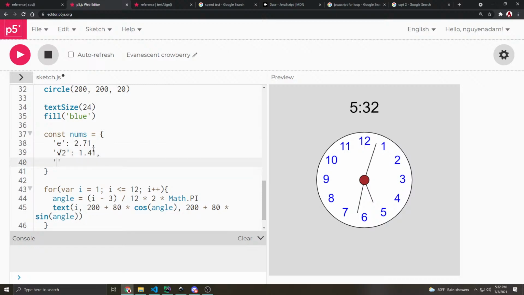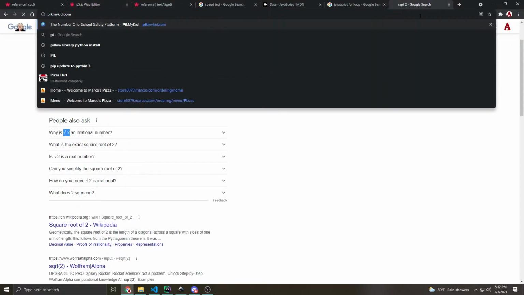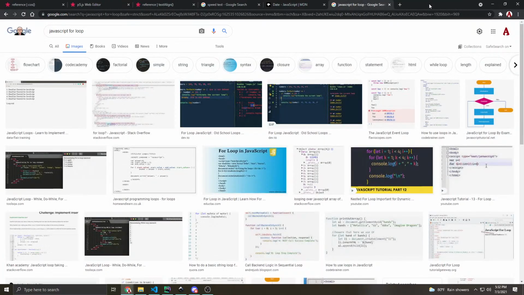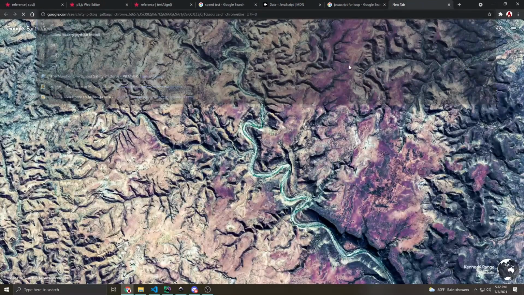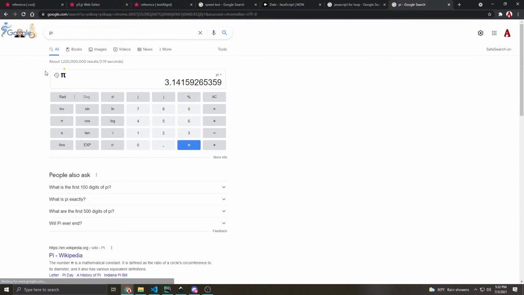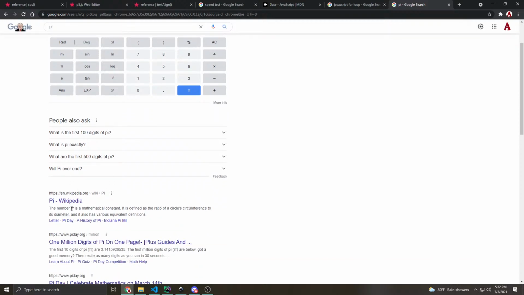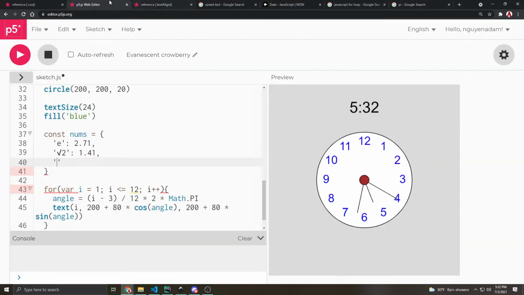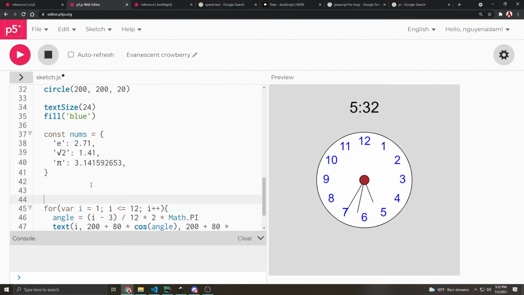Can we get a pi? That's not pi. We need a pi symbol. Oh look, Wikipedia to the rescue. Look at that. And we'll just call it 3.141592653, I think. Adam flexing that he knows the first 10 digits of pi.